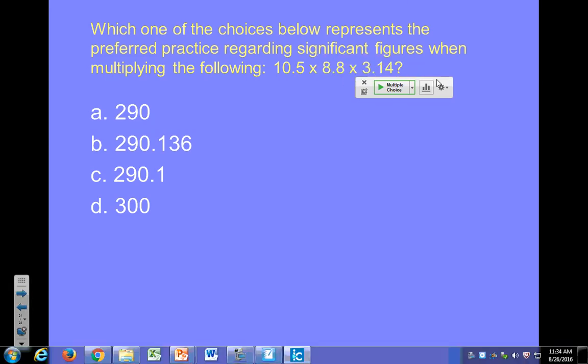And do some sig figs. You will have 1 or 2 questions on the test about sig figs. Which of these is the appropriate answer? If you do it in your calculator, you get this, 10.5 times 8.8 times 3.14. But what is the appropriate answer when multiplying digits?